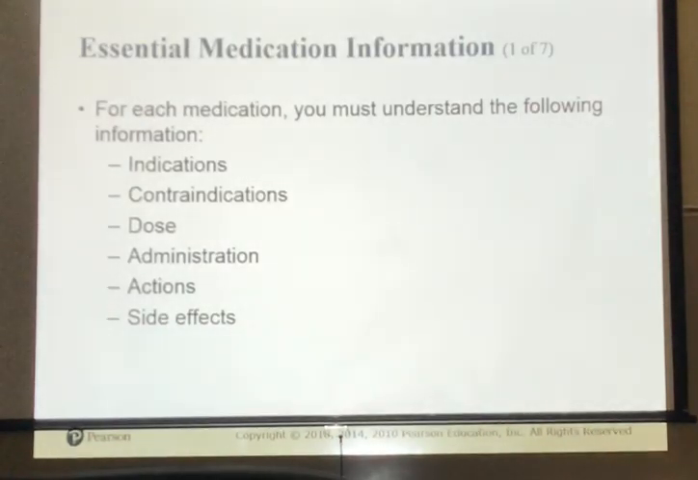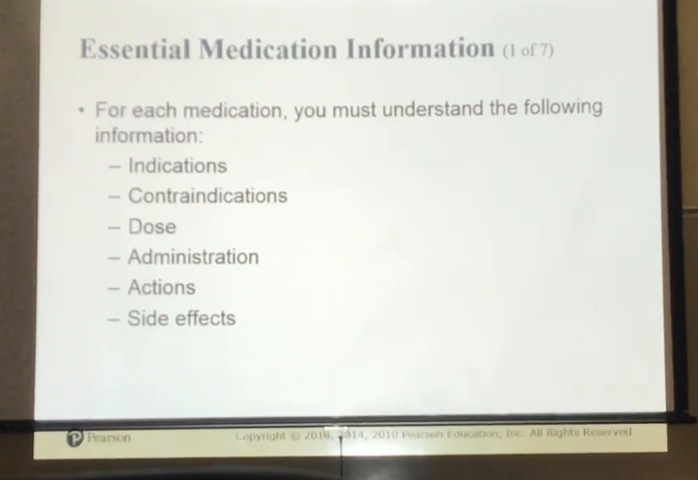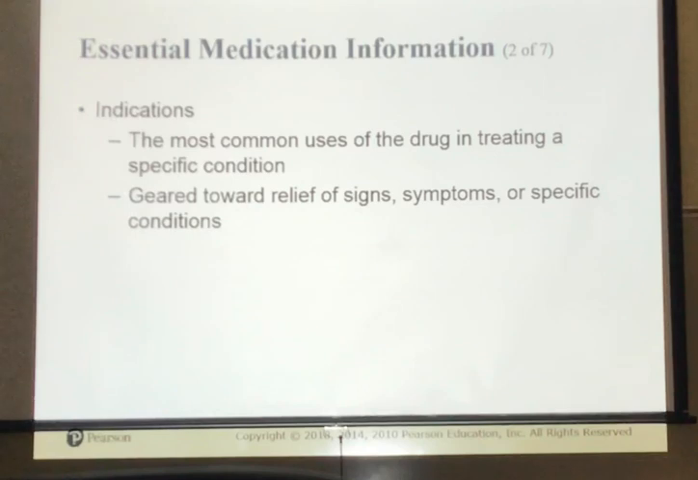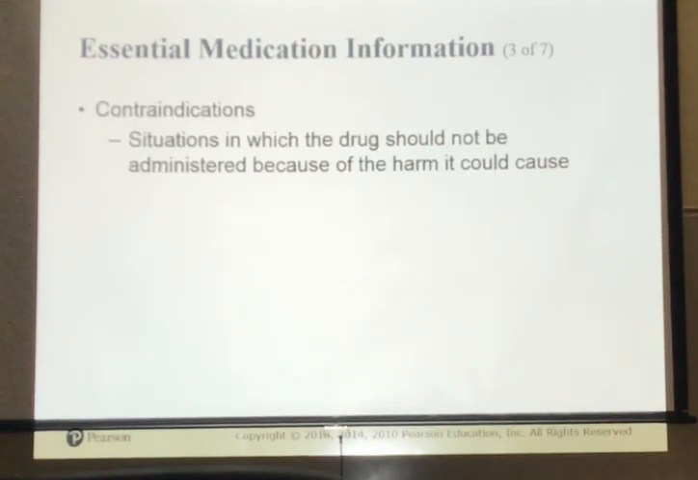Alright, for each medicine, you must understand the following information: indications, contraindications, dose, administration, actions or mechanism of action, the side effects. An indication for the use of nitroglycerin is chest pain, because nitroglycerin relieves chest pain. Okay. Contraindication. Low blood pressure is a contraindication for the use of nitroglycerin, because nitroglycerin lowers the blood pressure, possibly causing an already low blood pressure to become dangerously low.